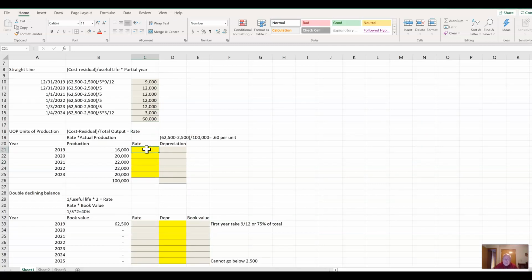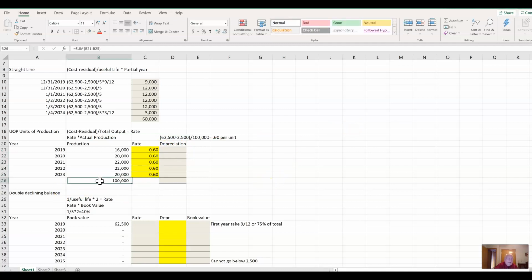Okay, now the next method we're going to cover is units of production. And this is cost minus residual divided by your total output. That gives you the rate. And then you take the rate times the actual production, and that equals your depreciation. So we have 62,500 minus 2,500 divided by 100,000 gives us 60 cents per unit. So our rate here will be 60 cents all the way through.